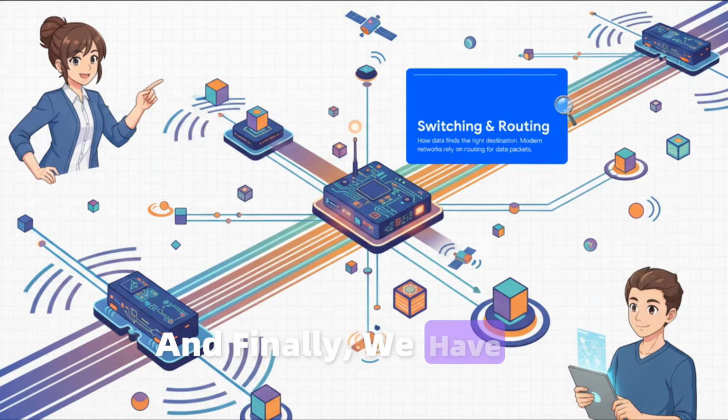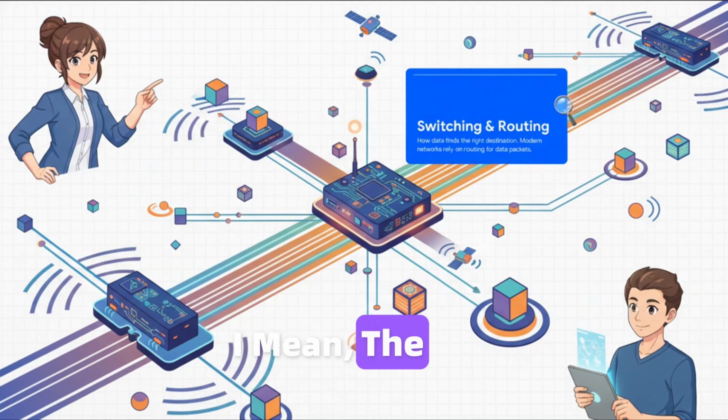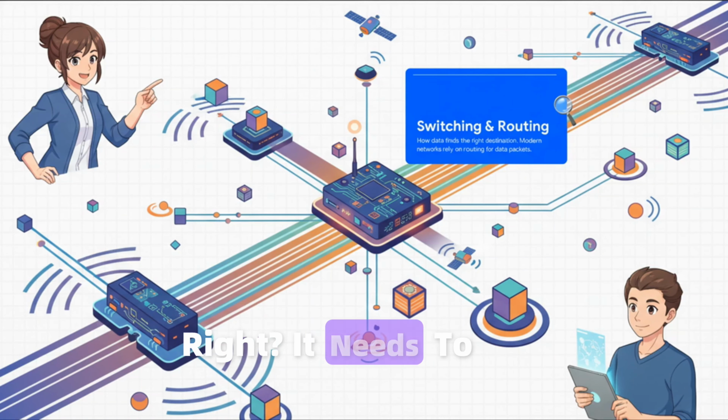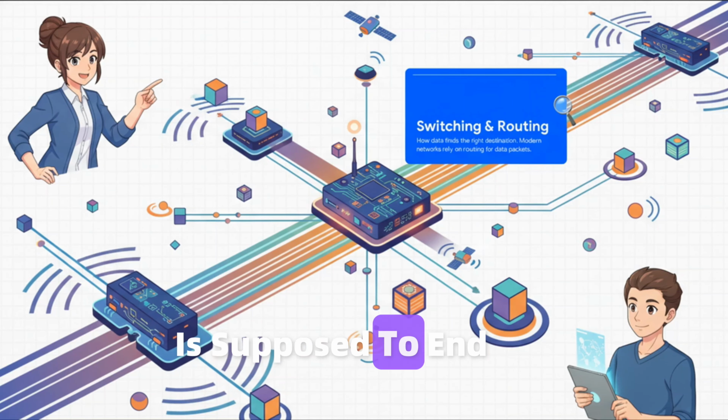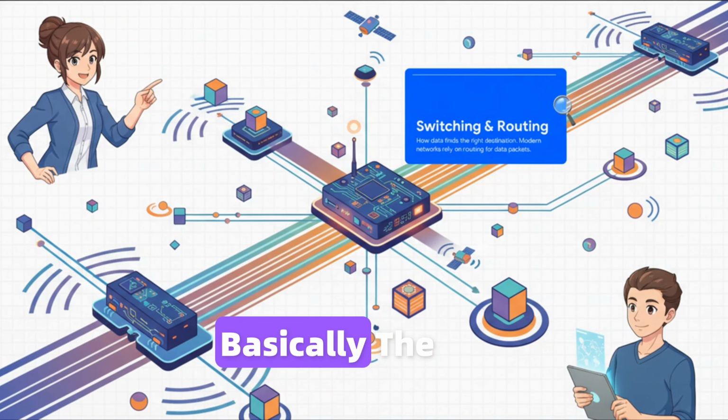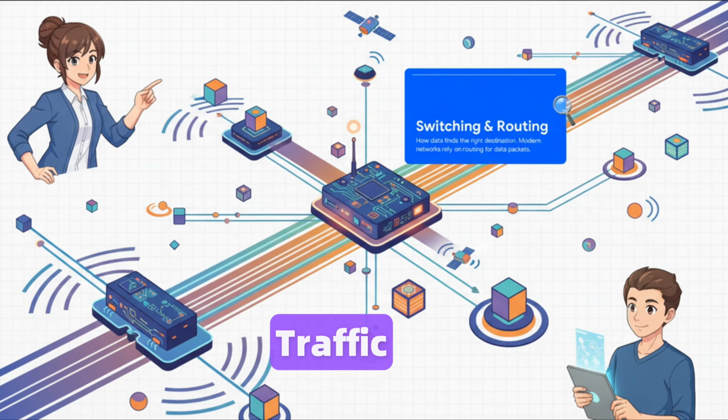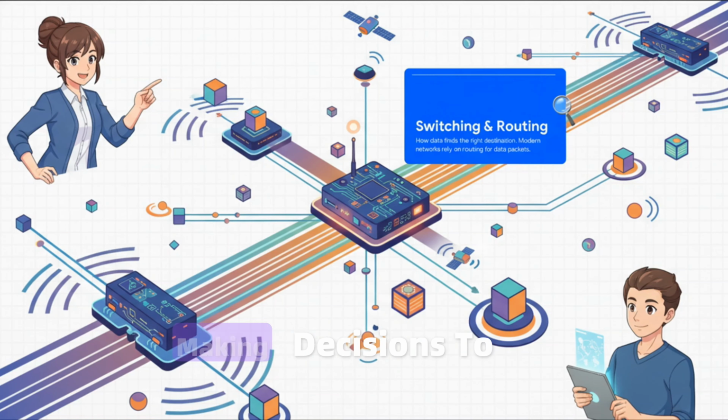And finally, we have switching and routing. I mean, the network has to be smart, right? It needs to know where your data is supposed to end up. This function is basically the network's brain. It's the air traffic control system that's constantly making decisions to guide your data to its final stop.